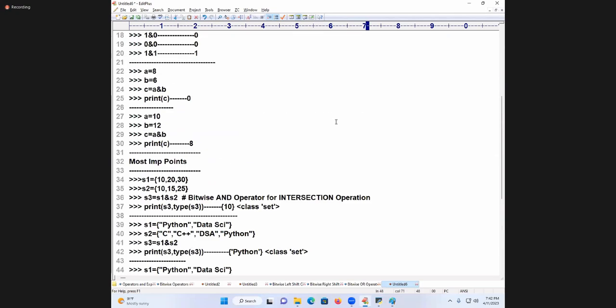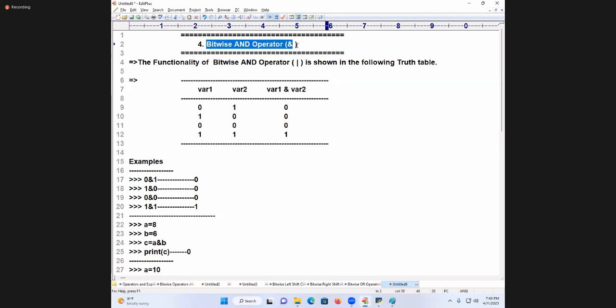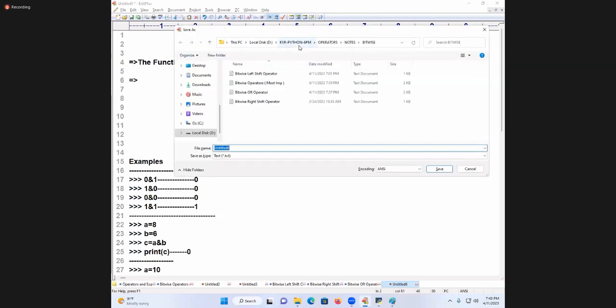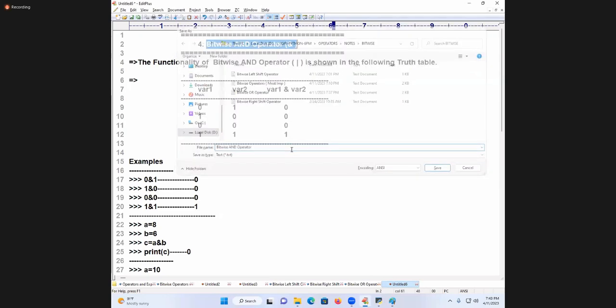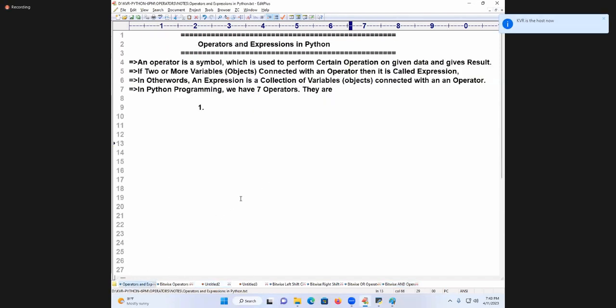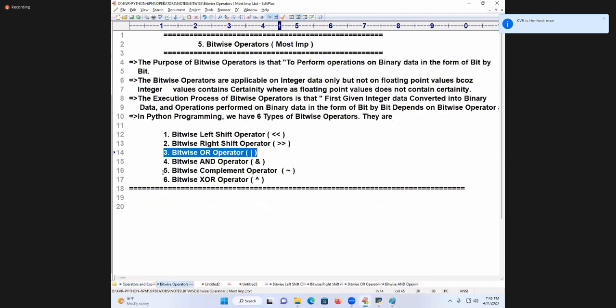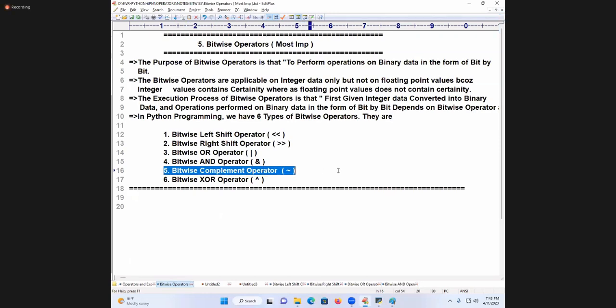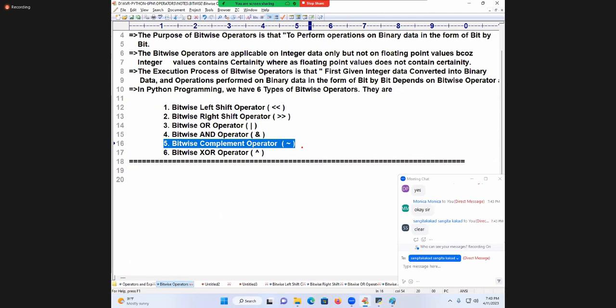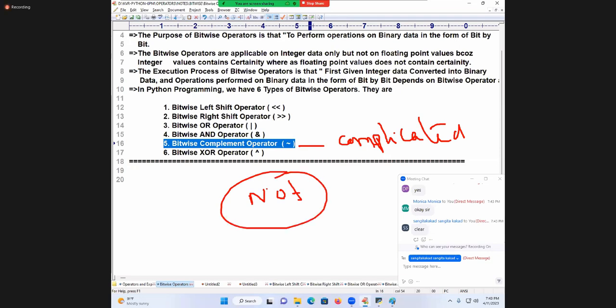Are you following up to here? Bitwise OR and AND operator clear? Right. So I hope the bitwise AND operator is clear. Now, what is the next operator? Come on. Bitwise complement operator. So I cannot complete this now, because it will get most complicated. Students will feel it is complicated, and it is not a NOT operator. It is not the NOT operator. What is this?